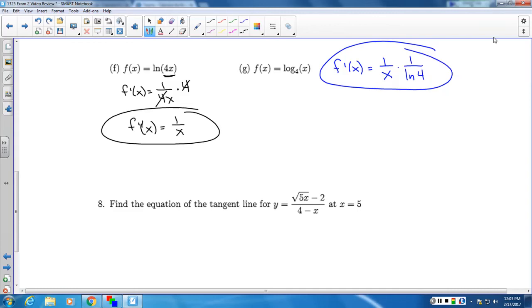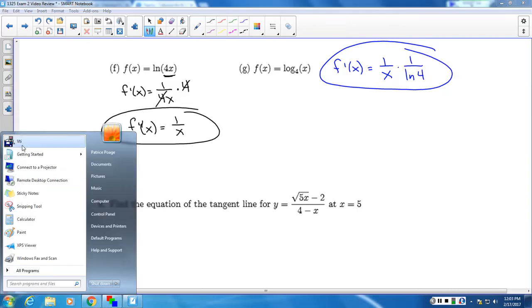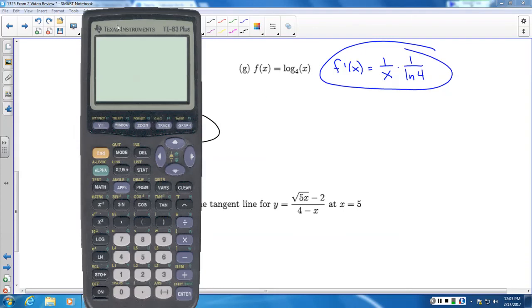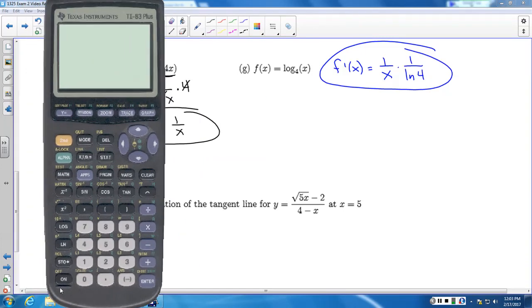Number 8, find the equation of a tangent line. That's what we do on our calculator. So I'm going to pull up my calculator here. And I will go to my y equals screen. I'm going to put parentheses around my numerator. So I have the square root of 5x, close parentheses, minus 2, close parentheses around my numerator, divided by, parentheses, 4 minus x, parentheses.